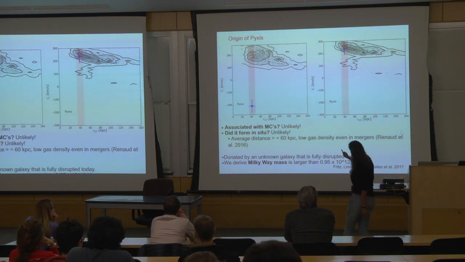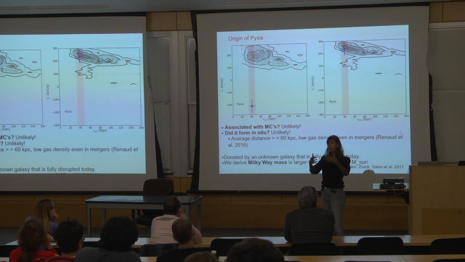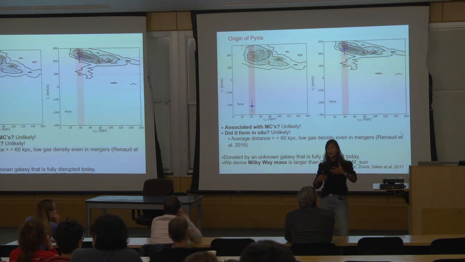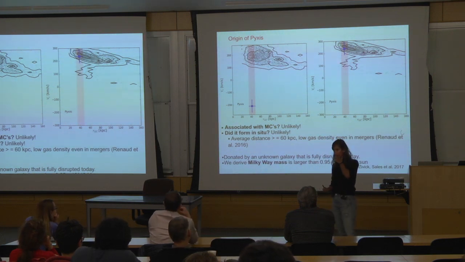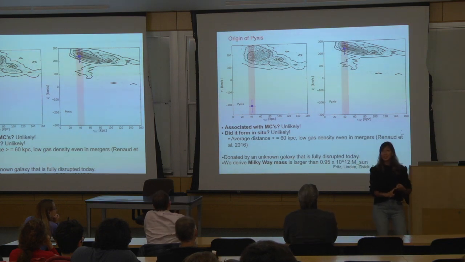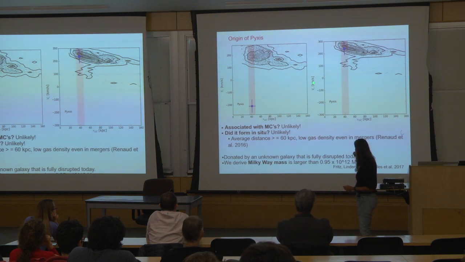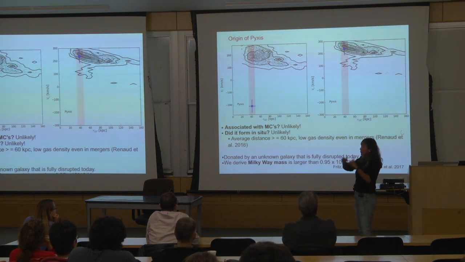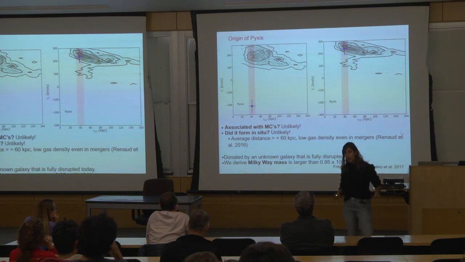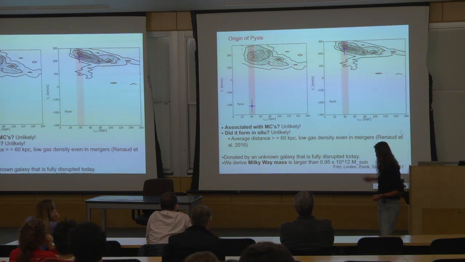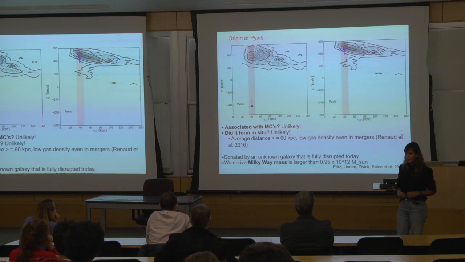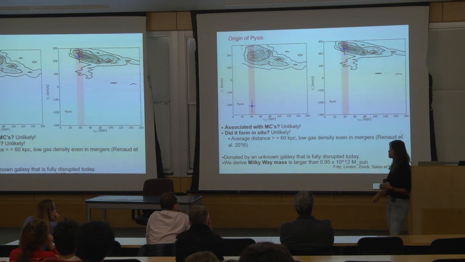So she went into the simulation and was able to pull out particles that coincided with where Pyxis is, in terms of its measured distance now and its measured velocity. I should just point out that this VR and VT might be confusing, but this is an actual 3D quantity. This is the galactocentric radial velocity and the galactocentric tangential velocity of Pyxis, so with respect to our galaxy.